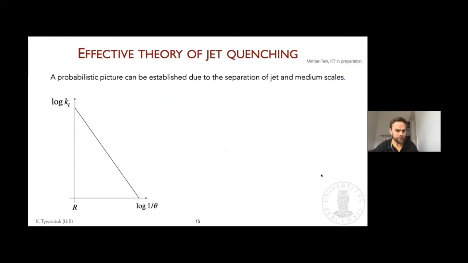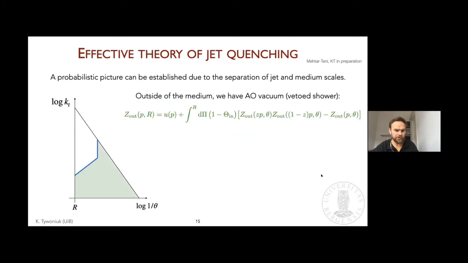And how can we do that? It is basically establishing a so-called generating function for that. So first, the generating function will contain two parts. One part pertains to the fragmentation inside of the medium, and the other part determines the fragmentation outside of the medium. Starting outside of the medium, we simply have this phase space theta in. So one minus theta in is the out phase space. And this is basically a vacuum ordered angular evolution.